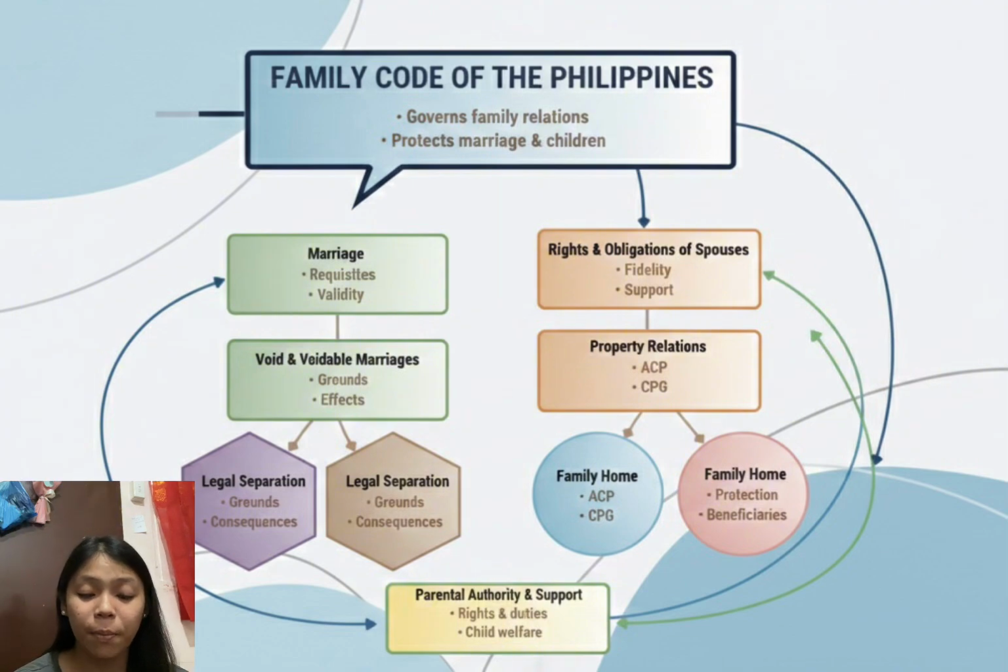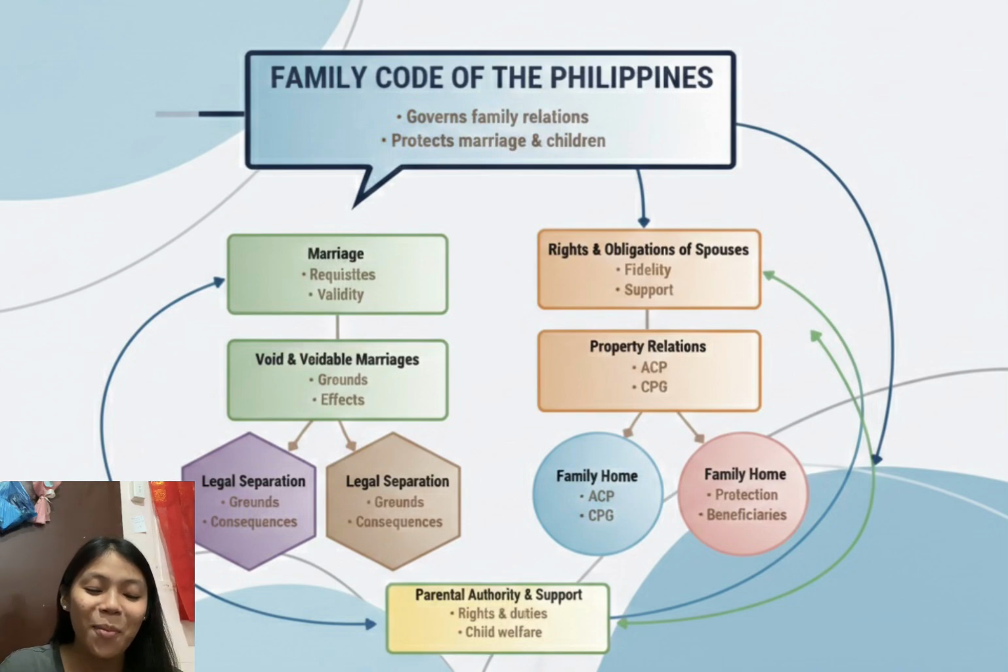Third is legal separation. A court decree that allows spouses to live separately without dissolving the marriage bond, since divorce is generally not allowed in the Philippines. Grounds include repeated physical violence, emotional abuse, drug or alcohol addiction, infidelity, abandonment, or imprisonment of a spouse for at least 6 years.